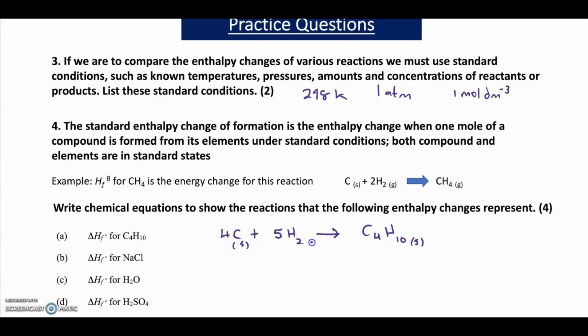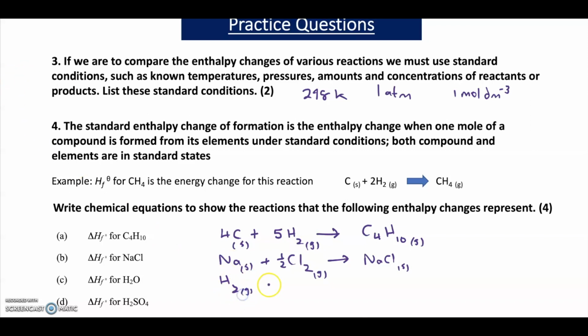So the delta HF for C4H10 could be represented by 4C plus 5H2, and that goes to C4H10. And remember, it's important that you have 1 mole of a compound being formed in these equations. And for B, we have delta HF for NaCl. So remember, we can have 1 mole of NaCl here, and I just write down the elements that form sodium chloride. So I'd have Na plus half Cl2 that would form 1 mole of NaCl.